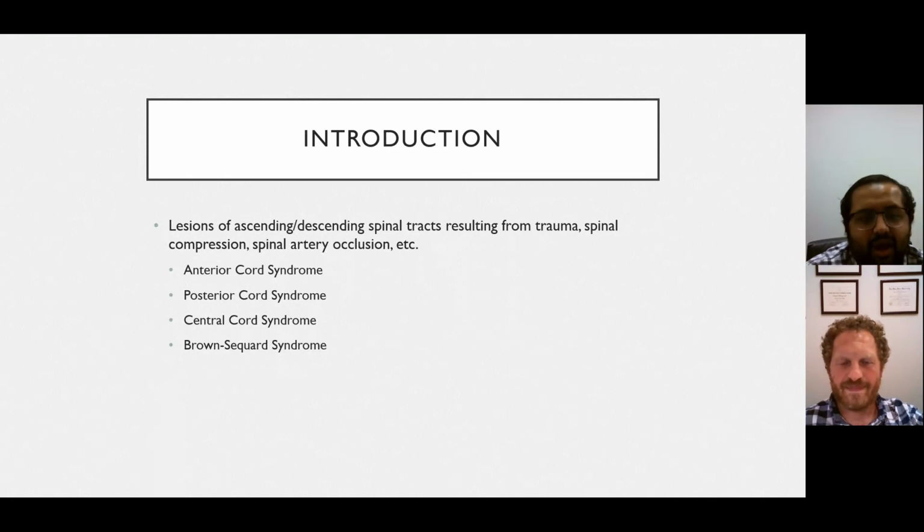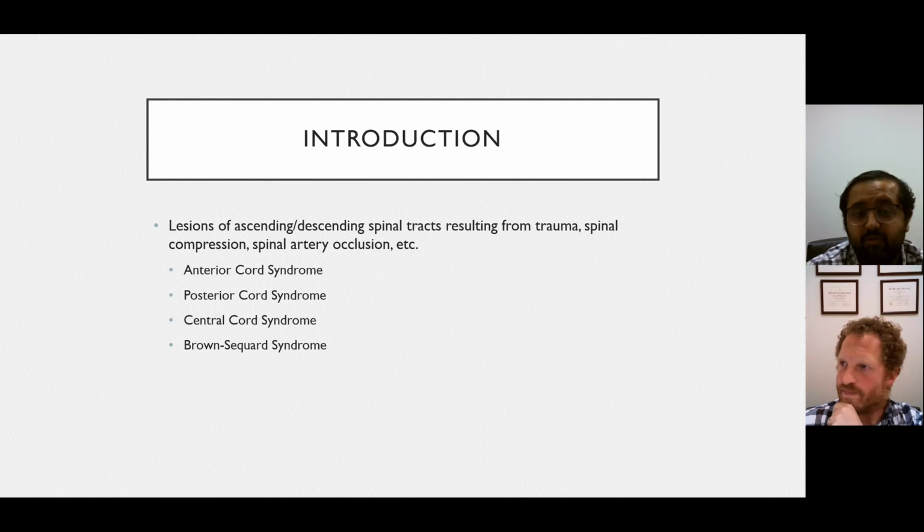An incomplete spinal cord syndrome just refers to a lesion of an ascending or descending spinal tract, and this can result from trauma, spinal compression, spinal artery occlusion, etc. We're going to go over 4 of the major cord syndromes right now. This is not an exhaustive list, but I felt these were the most relevant in this category. We'll go through them one by one and then talk about the differences, the similarities, and how to work up each of them.